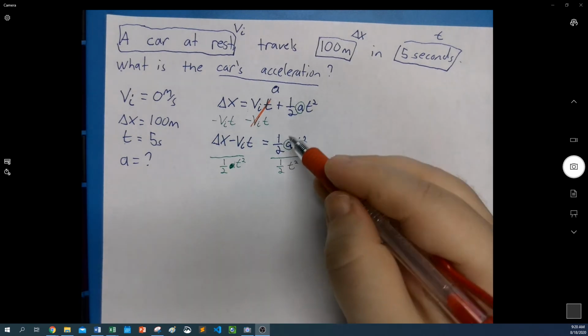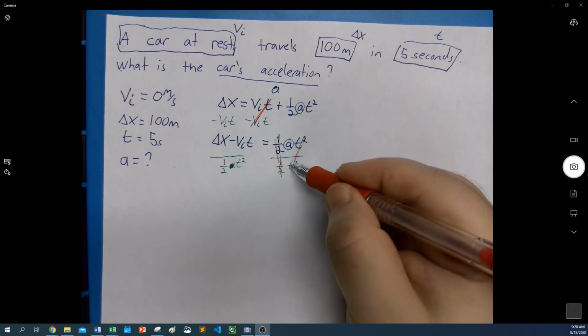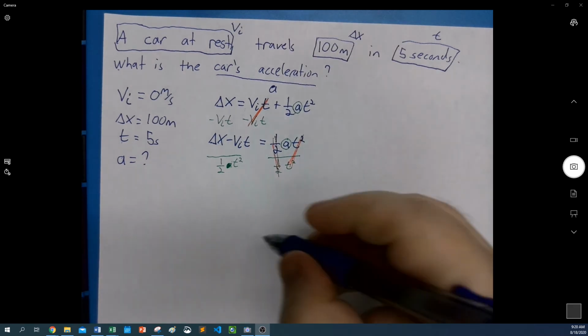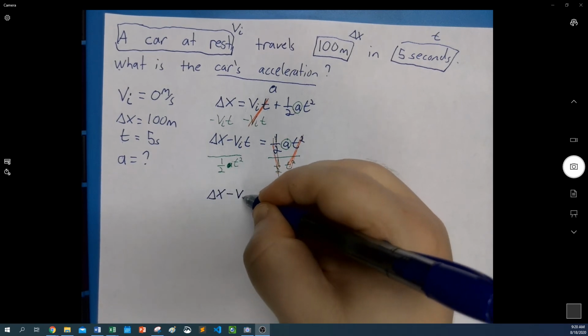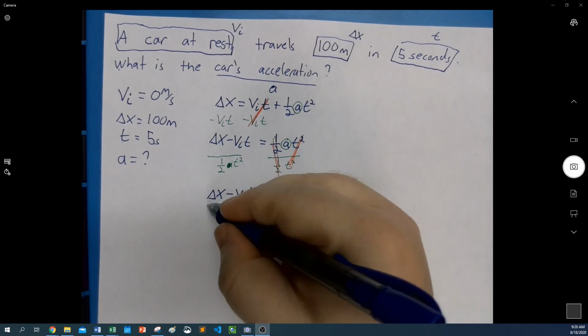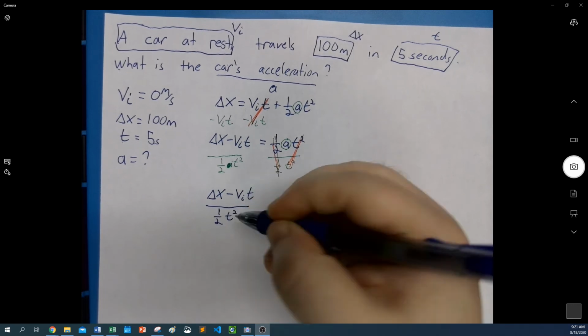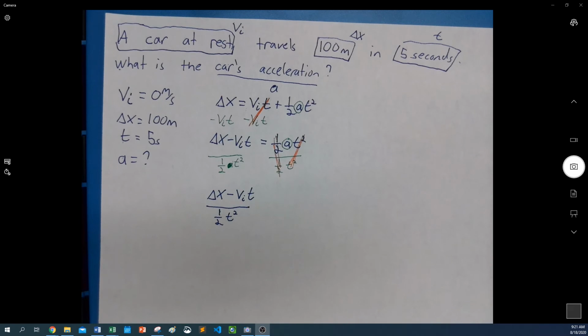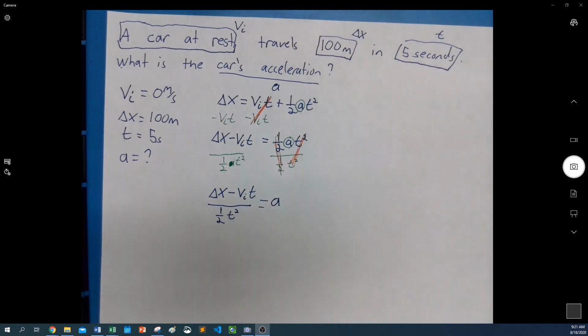1/2 divided by 1/2 cancels each other out. T squared and T squared cancel each other out. So I am left with delta X minus VI times T divided by 1/2 T squared. And on this side, I'm given A. Now I can plug these numbers in.